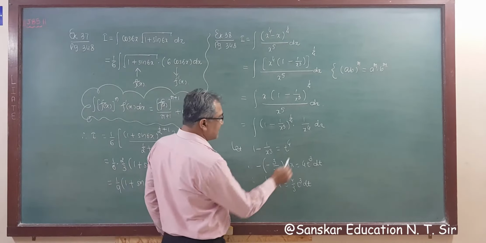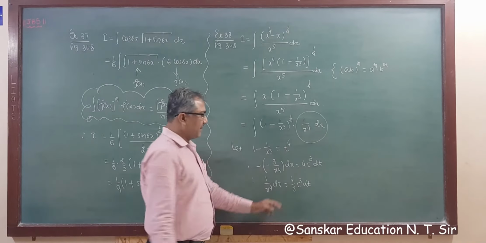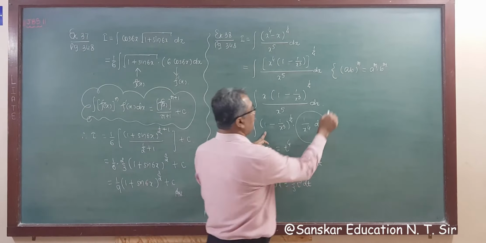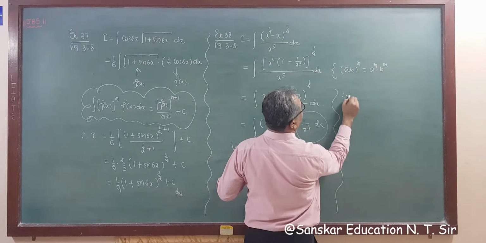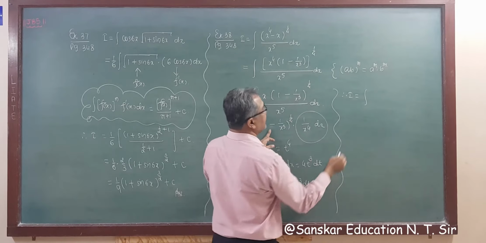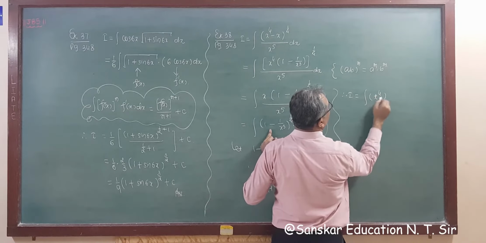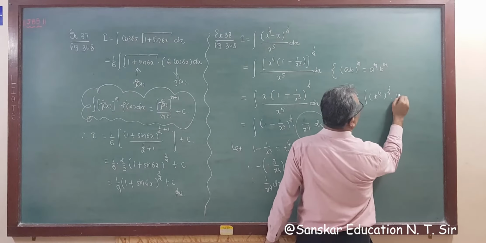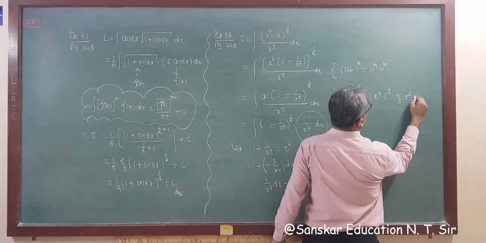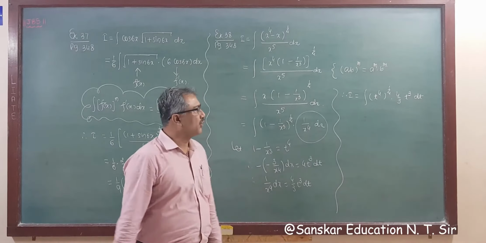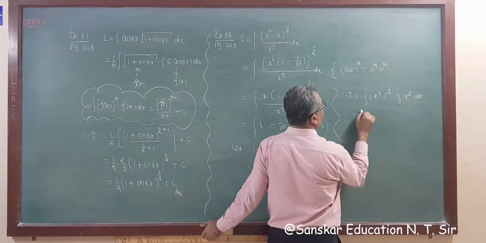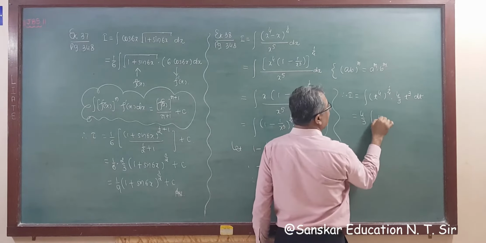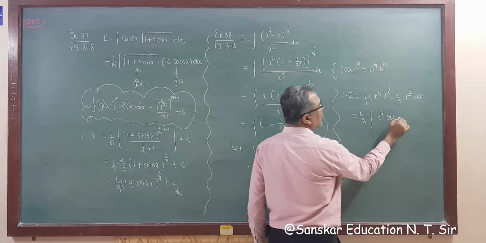That is, this part is 4 by 3 t cube dt, and this is your t raised to 4. So what is your I? I will be the integration of t raised to 4 raised to 1 upon 4, times 4 by 3 t cube dt. Here 4 by 3 is a constant. So 4 by 3 integration, the 4th root of t raised to 4 is t, and this is t raised to 3, so this becomes t raised to 4 dt.